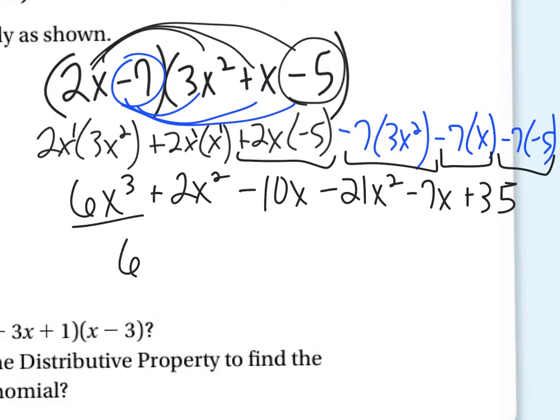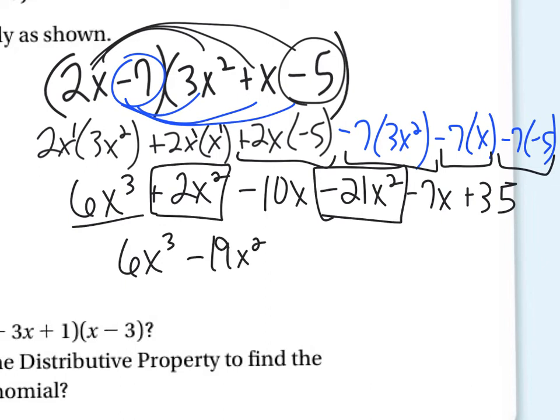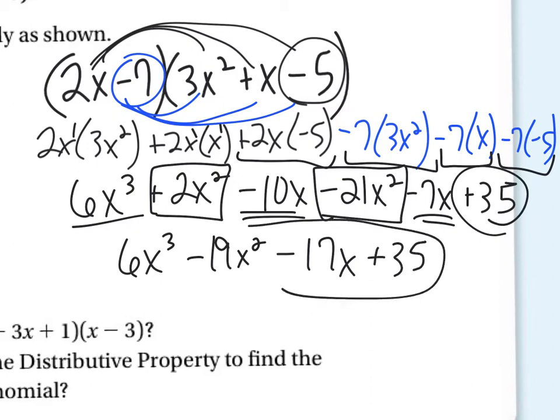So 6x cubed, that's the only cubed term that we have. And then this would be minus 19x squared minus 17x and plus 35. Okay, so you can notice that's the same answer that the book had, just another option for you on how you can work that out. And again, that's kind of how I learned how to do these problems, so that's what I'm going to show more often when I'm working these out, but that's personal preference there.